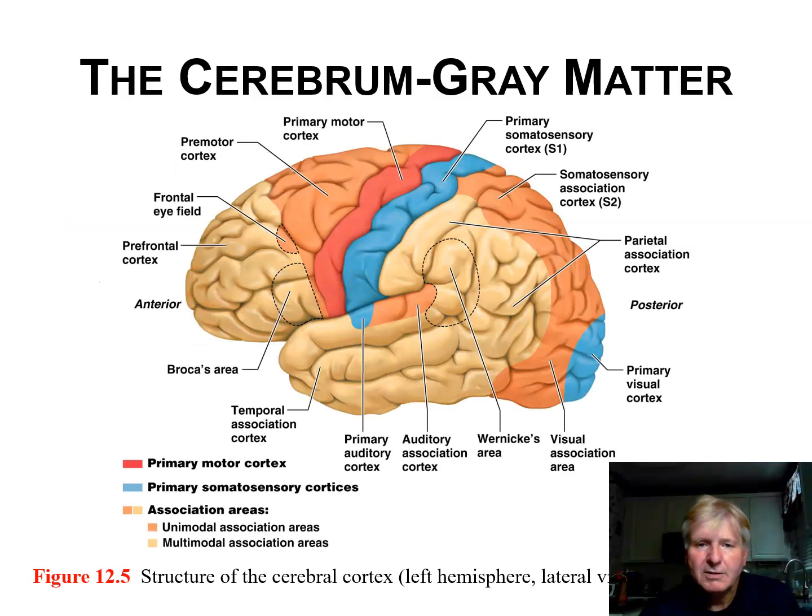So here's that multicolored view showing you the surface features of the brain, with the primary motor cortex outlined in red, primary somatosensory cortex outlined in blue. Orange, you find the unimodal association areas, which they're delegated to one task, and the multimodal association areas in yellow, these are delegated to multiple tasks.